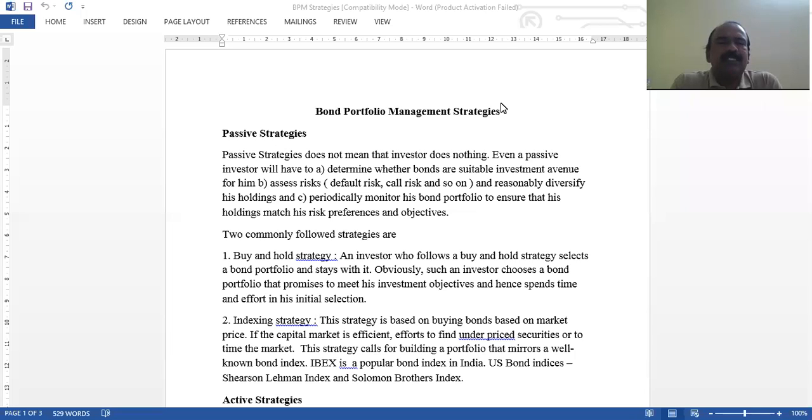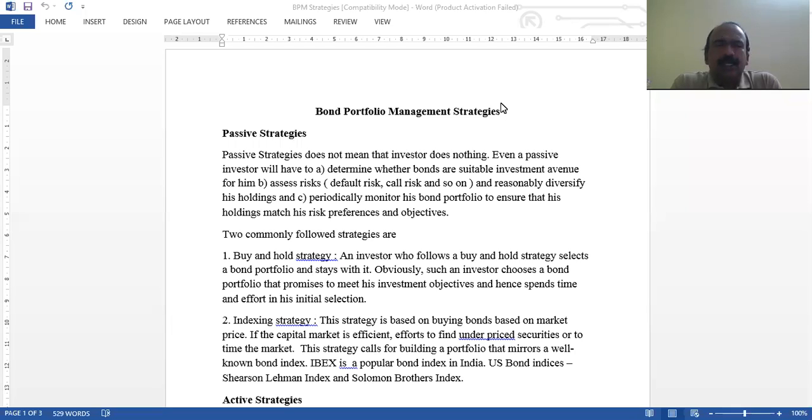And we are in the last part of this bond portfolio management. What are the strategies an investor can have to manage the bonds in his portfolio? There are two types of strategies that we have: passive strategies and active strategies. Passive strategies doesn't mean that the investor does nothing, even though he is not directly involved in buying these bonds.